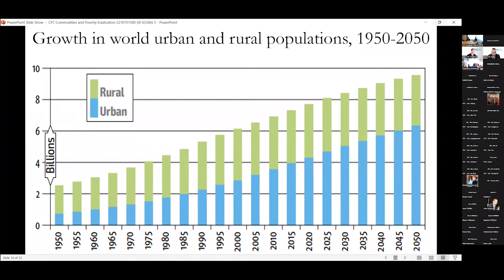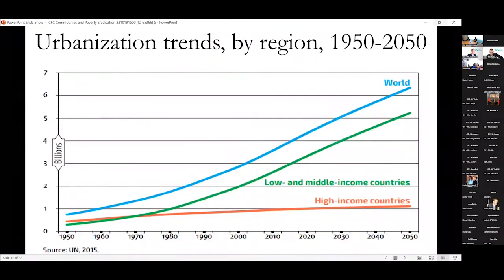So you see this very high urbanization trends, which have been taking place, which are true especially of developing countries, but less significant in high income countries, which are represented by the red line. Next, please.